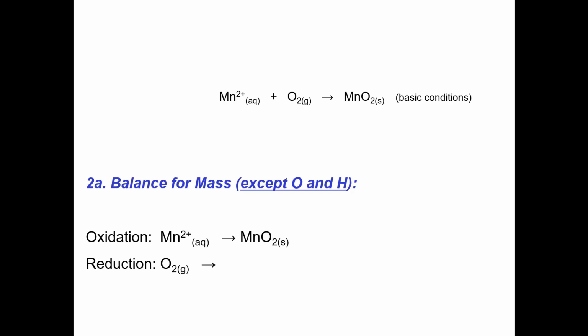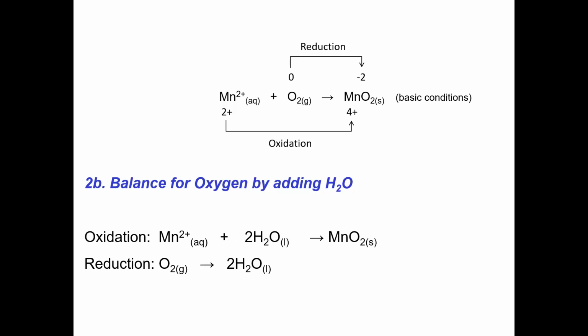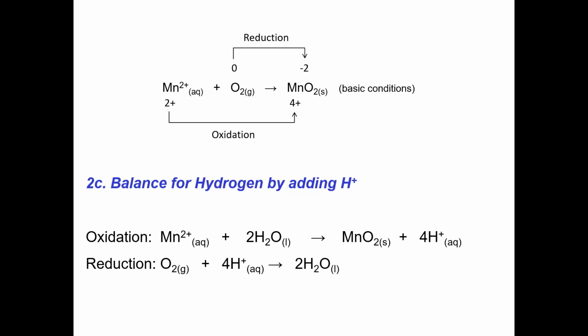In our first equation, we have 2 oxygens on the right, so we're going to need 2 waters on the left. And in our second equation, we have 2 oxygens on the left, so we're going to need 2 waters on the right. So adding those in, it's going to look like so. Now we've balanced for oxygen, we have to balance for hydrogen. We have 4 hydrogens on the left in our first equation, so we're going to need 4 H+ on the right to balance those out. And in our second equation, we have 4 hydrogens on the right, so we're going to need 4 H+ on the left. Putting that in, this is what it looks like.